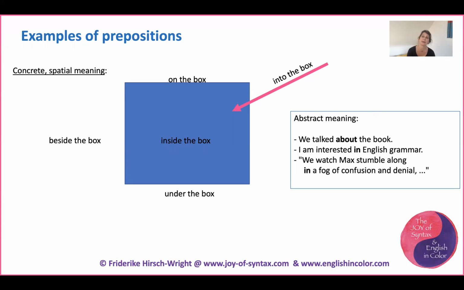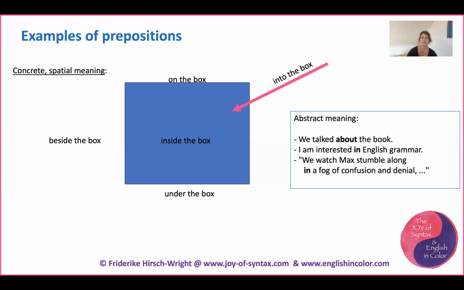For instance, we talked about the book. About is a preposition, and the book is the noun phrase following the preposition. About the book is the prepositional phrase, and it's governed by the verb to talk. I'm interested in English grammar. In English grammar is a prepositional phrase. In is the preposition, English grammar is the noun phrase. And the prepositional phrase is governed by the adjective here, interested. I am interested in English grammar.